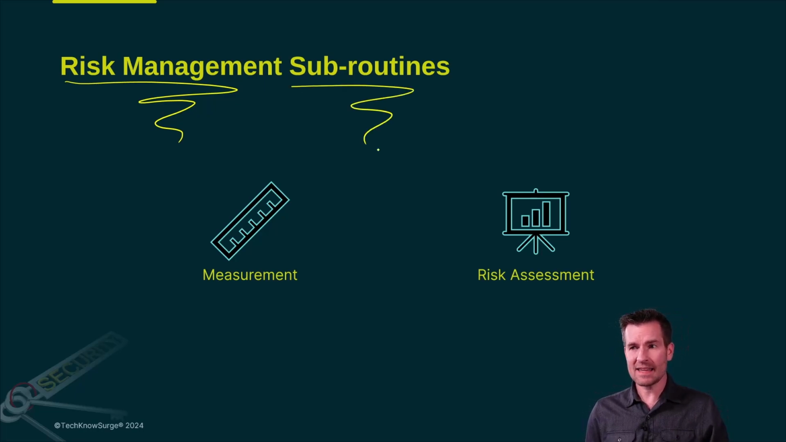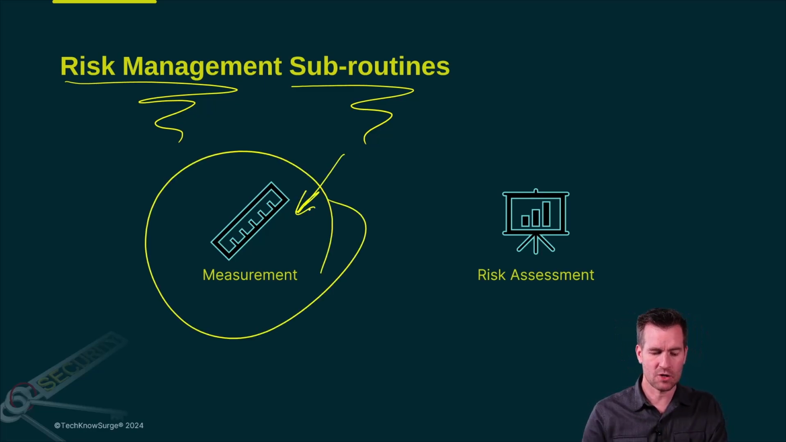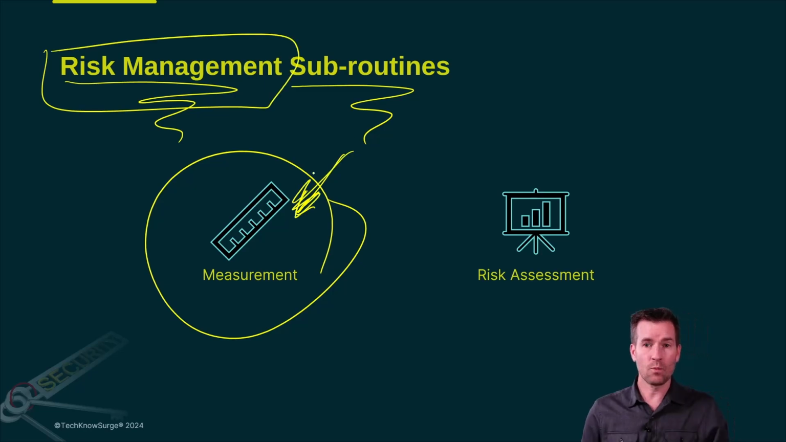Number one is even when we're doing, let's say like vendor management, we're managing different vendors. Well, we have to have a common way that we're going to measure risk across all of these different functions. And so the first subroutine is creating that measurement. So part of risk management is creating a measurement by which we're going to gauge risk.